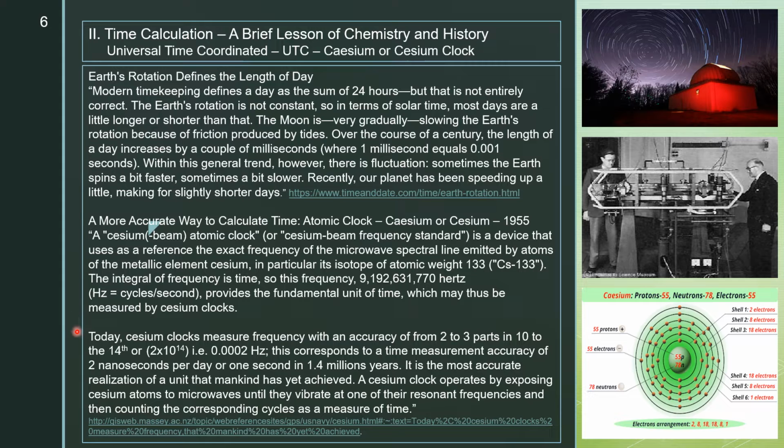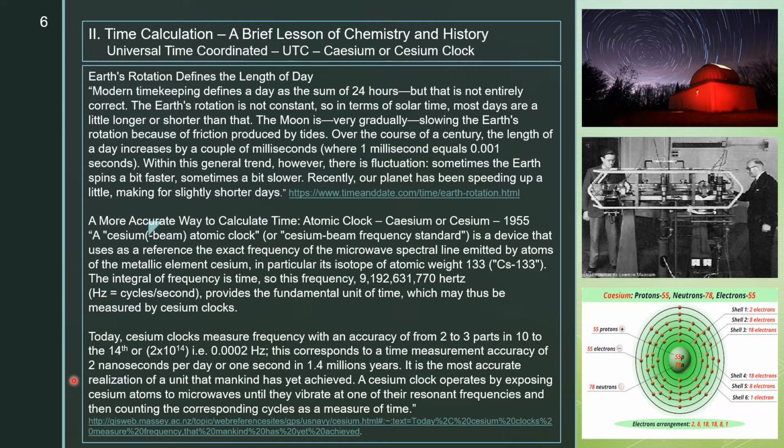Today, cesium clocks measure frequency with an accuracy of from 2 to 3 parts in 10 to the 14, or 2 multiplied by 10 to the power of 14, meaning 0.0002 Hertz. This corresponds to a time measurement accuracy of 2 nanoseconds per day, or 1 second in 1.4 million years. This does not have anything to do with evolution. It's simply the evaluation of this equation here, 2 multiplied by 10 to the power of 14, is represented here. It is the most accurate realization of a unit that mankind has yet achieved.